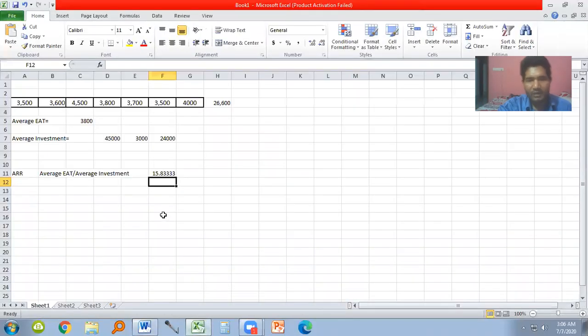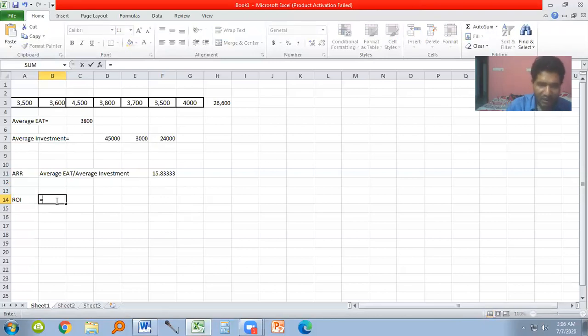So we can use an Excel formula again. Average EAT is 3,800, divided by original investment. We know original investment is taka 45,000. So I can write it directly: equals 3,800 divided by 45,000, times 100, and here is the result, 8.4444%.